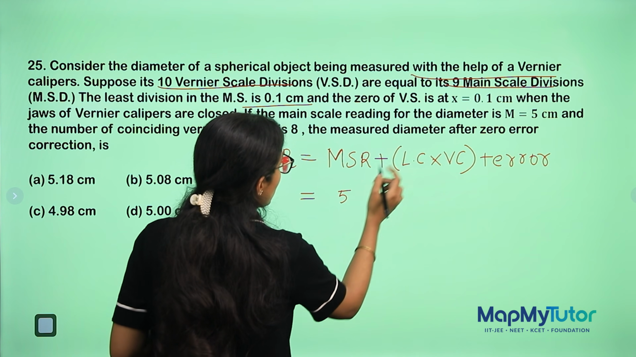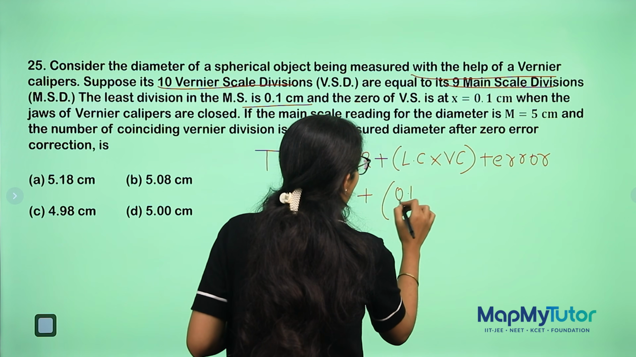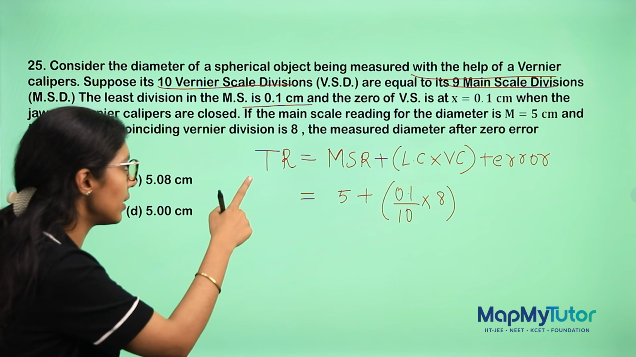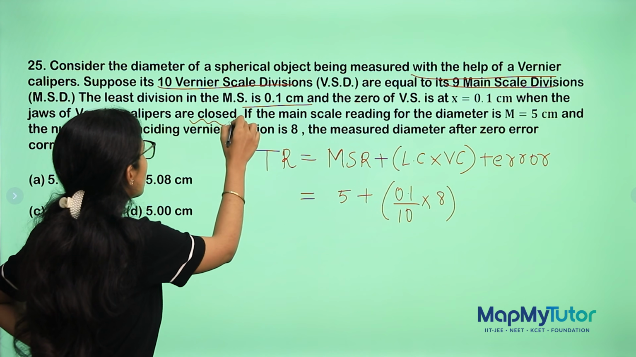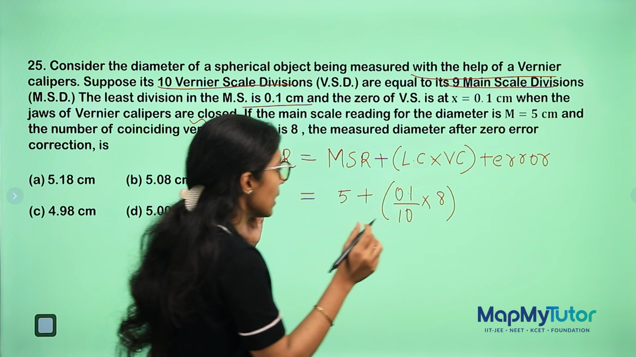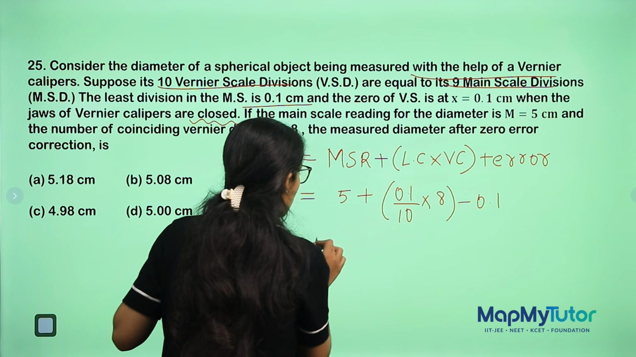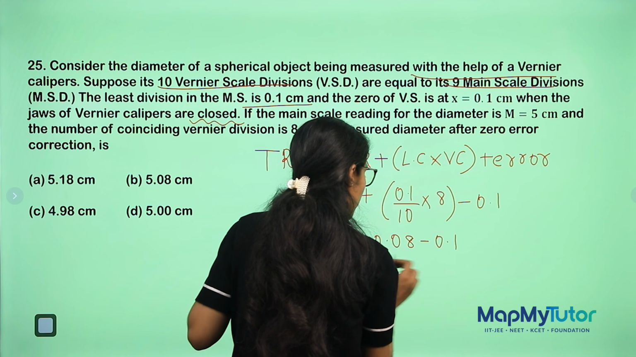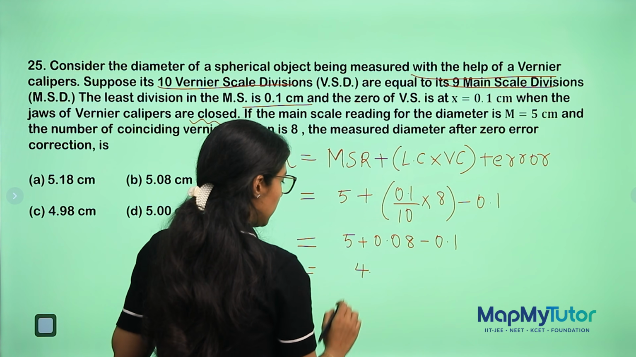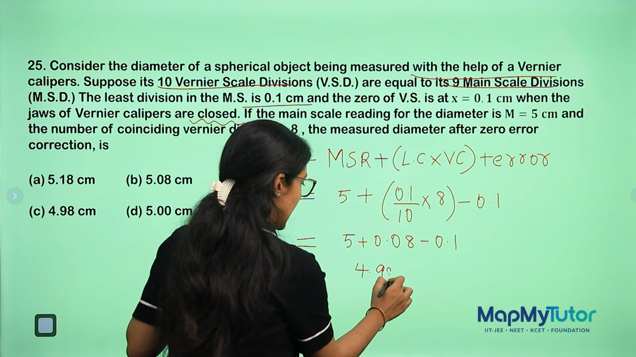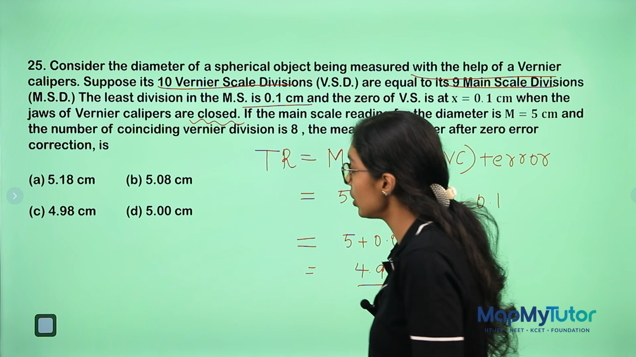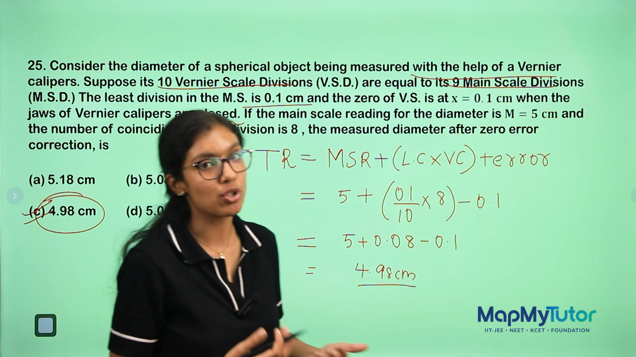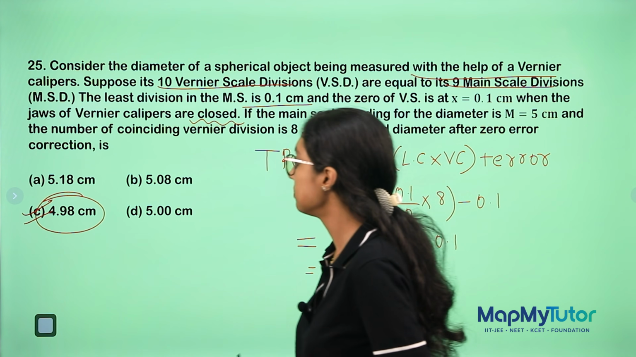MSR is 5, which is given to me, plus least count is 0.1, 10 divisions into 8. The error is a positive error, because it is closed, so it is a positive error. So when it is a positive error, we will take minus 0.1. So totally it will come as 5 plus 0.08 minus 0.1, which will come out to be 4.98 centimeter. Is there an option? Yes, definitely. Option C is correct. See, again, very simple. Just by one formula, you could solve an entire question. Moving ahead.